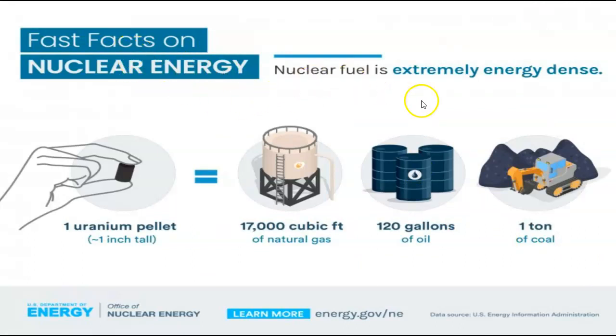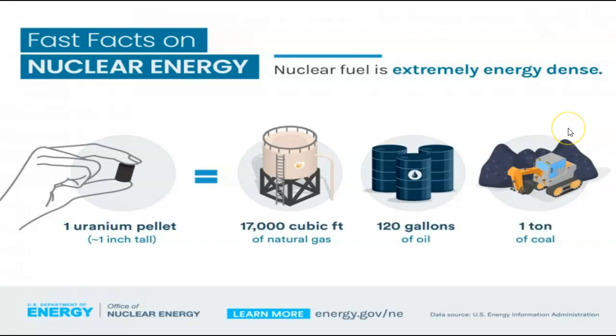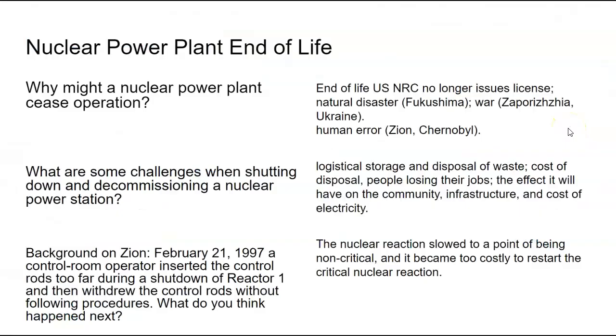Here are some fast facts on nuclear energy. As I talked about, it's one of the cleaner forms, and nuclear fuel is extremely energy dense. One single uranium pellet, about 1 inch tall, can produce the same amount of energy as 17,000 cubic feet of natural gas, 120 gallons of oil, or 1 ton of coal. So we see here that it is very useful in our communities.